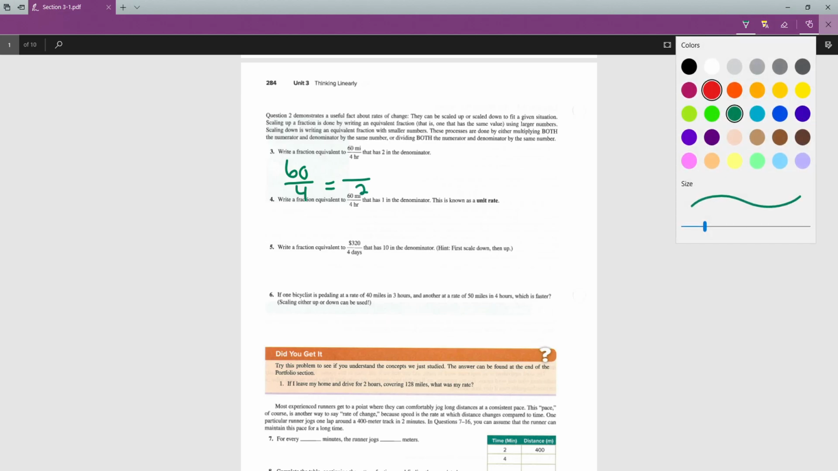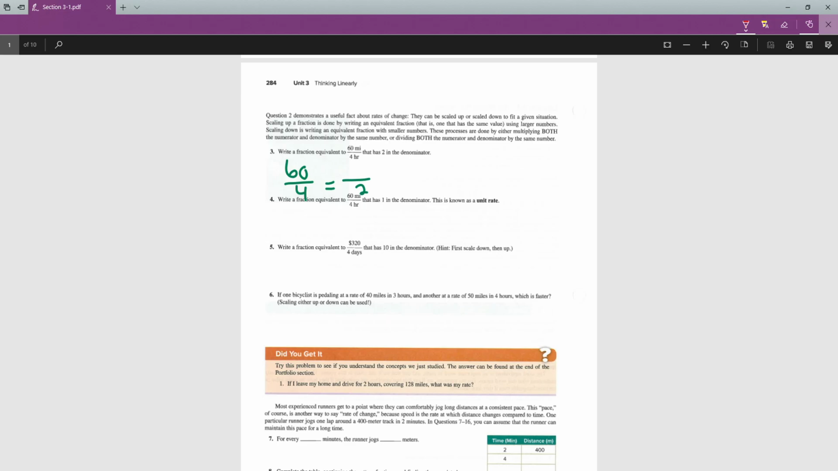What do I have to do to the 4 to turn it into a 2? Divide by 2. On a fraction, whatever I do to the bottom, I also do to the top. So the new numerator is 30. So the equivalent fraction here would be 30 miles in 2 hours. Go ahead and try the next one.